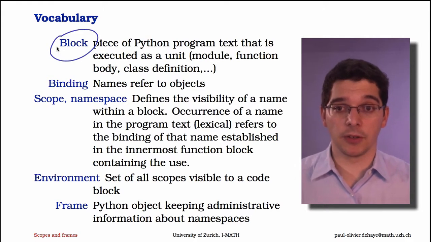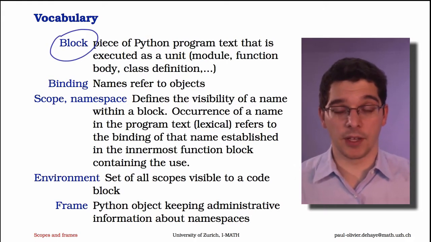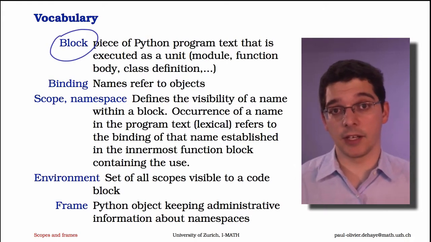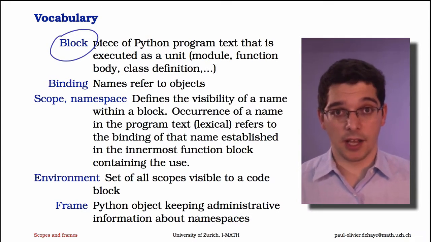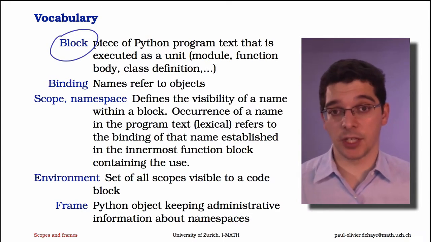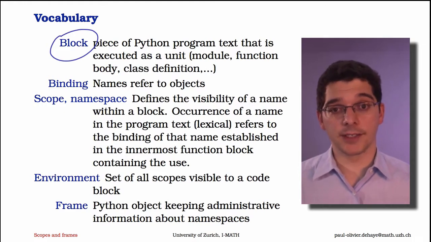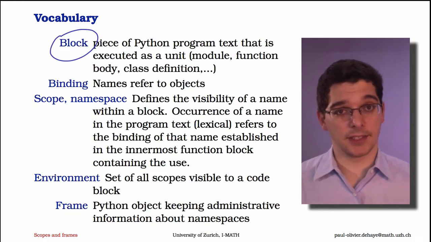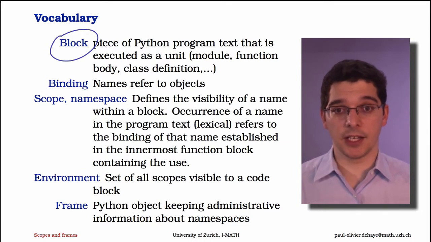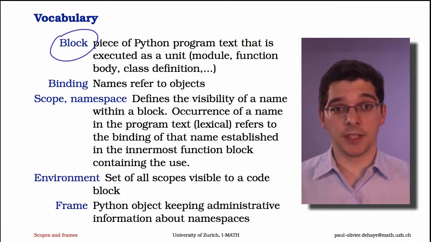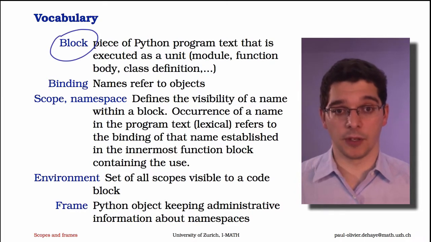A binding we've already seen. A binding is the tying of a name to an object. So it's a name that refers to a specific object. Whenever you have that, you have a binding. Now a scope or a namespace, that's probably the hardest concept to understand here. It defines the visibility of a name within a block. So it's a concept that specifies whether a certain name is visible or not within a block.